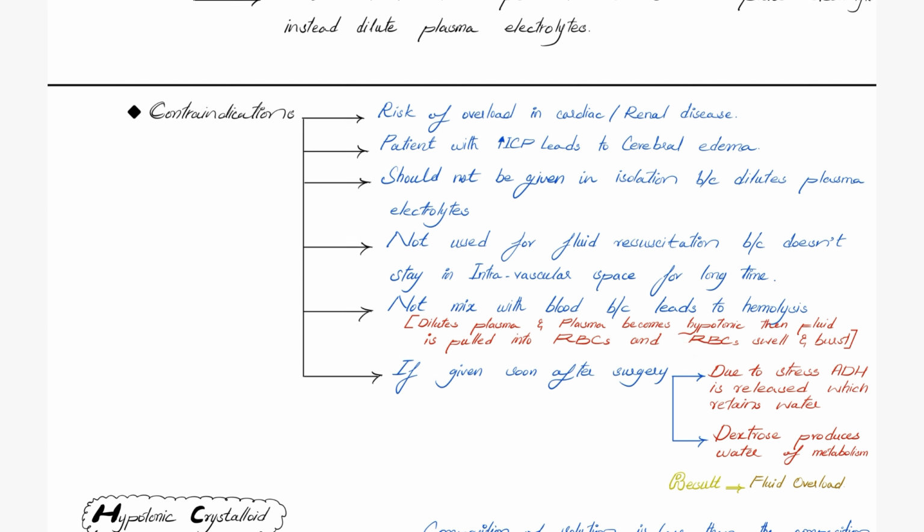And if it's given soon after surgery, surgery being a stressful situation, then ADH is already released, which retains water. Then dextrose in water adds more water of metabolism, and this leads to fluid overload. So if given soon after surgery, due to stress, ADH is already released, which retains water, and then dextrose produces water of metabolism, and as a result there will be fluid overload.